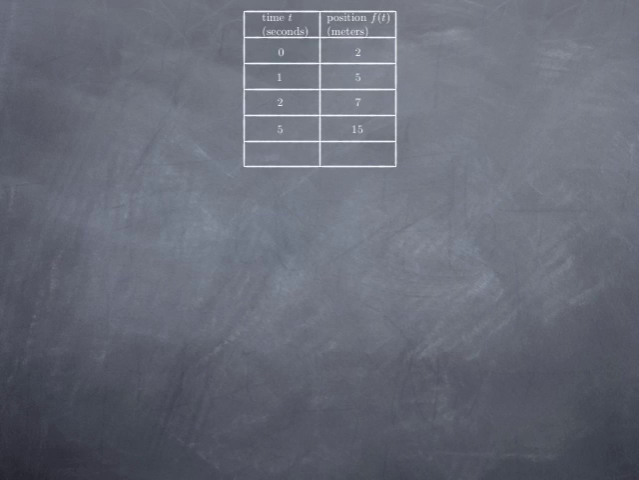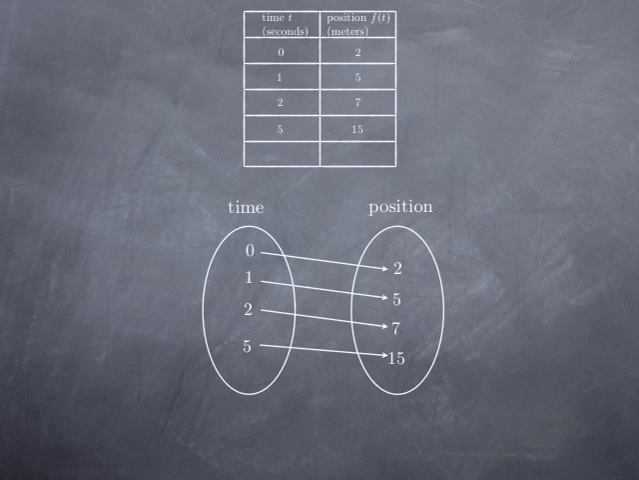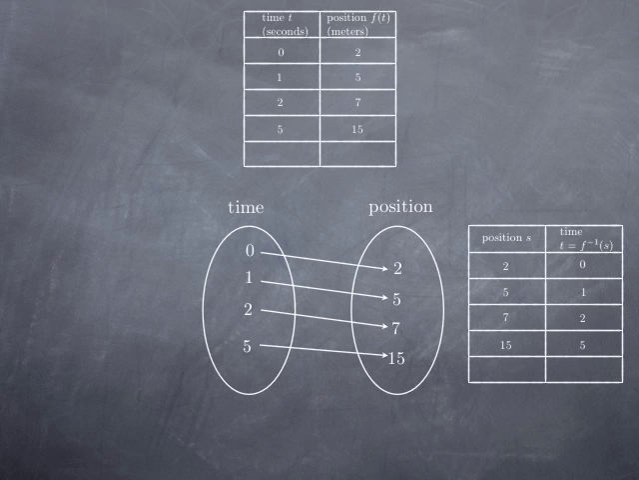So here is our function position in terms of time, and we can represent it that way, where the arrows represent how f assigns a position to a time. So f of 0 is 2, f of 1 is 5, f of 2 is 7, and so on. Now, if I look at the inverse relation, that is, given a position, I want to know at what time the particle is in that position, that corresponds to turning the arrows around. So to 2 now I associate the time 0, to 5 the time 1, and so on.